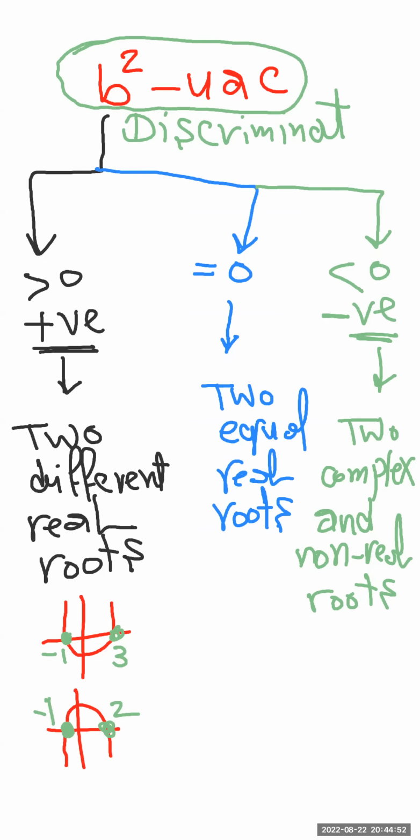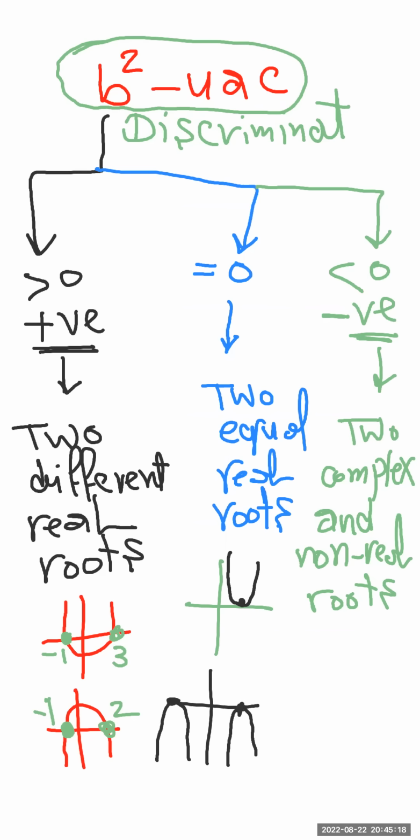Okay, the second case, if the discriminant equals 0, we said two equal real roots. Like this, on the xy plane, and only one intersection point with the x-axis, like that, or like this, or like this. Okay? So in this case, from the graph also, we know that the two roots are equal and real, because maybe the intersection is at 2, at 3, at -4, whatever.